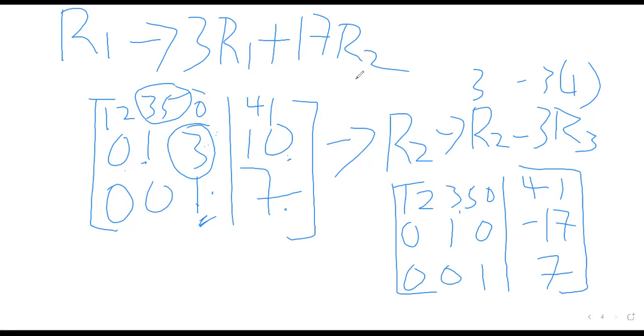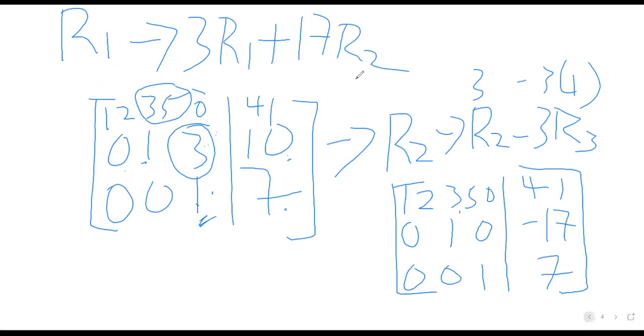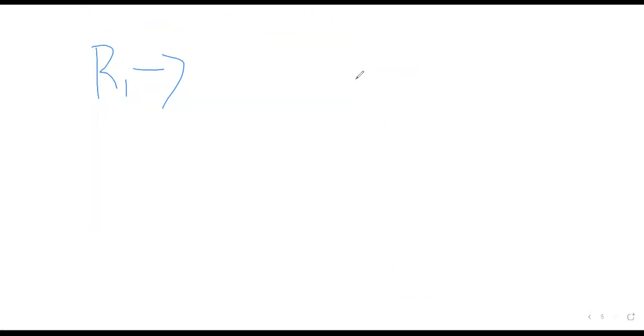So this time we are going to change row 1. Just look at this and think critically. How can we make this entry 0? We can make it 0 by multiplying row 2 by 35 and then subtracting it from row 1. So now row 1 will be equal to row 1 minus 35 times row 2.